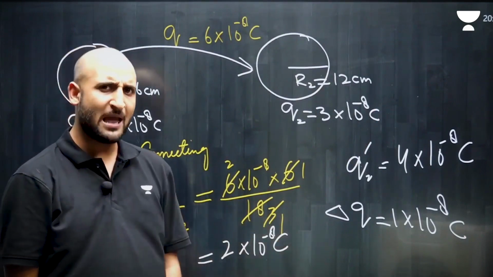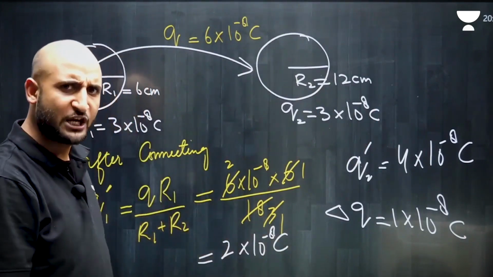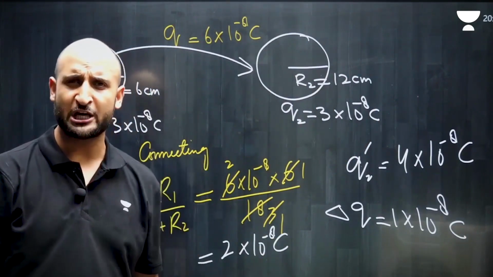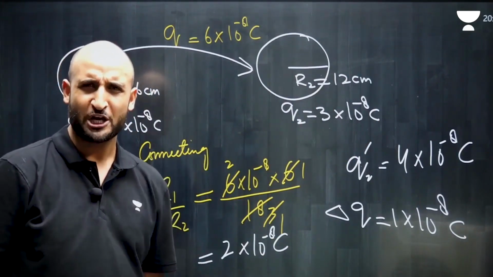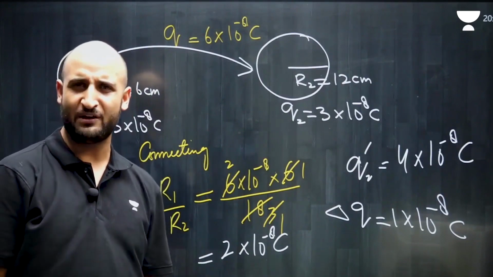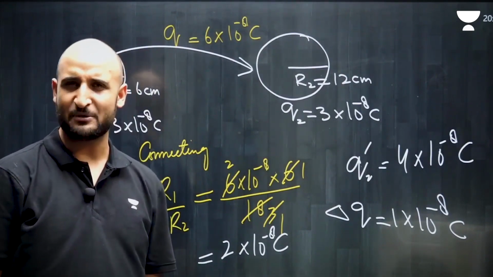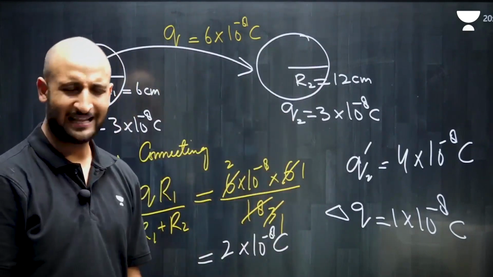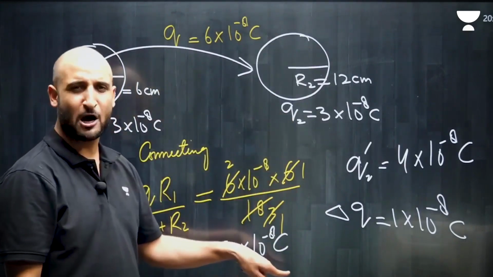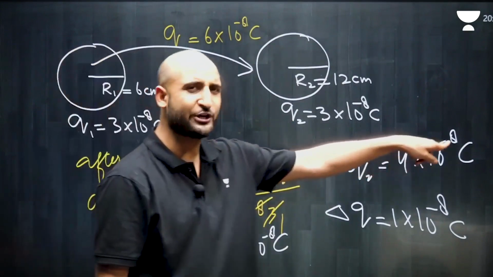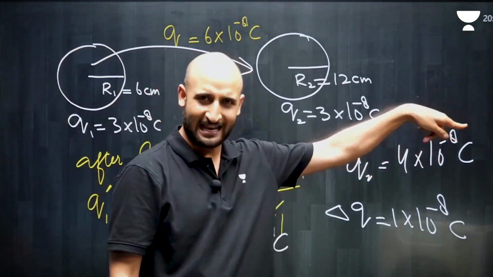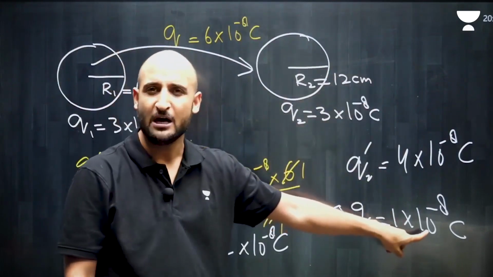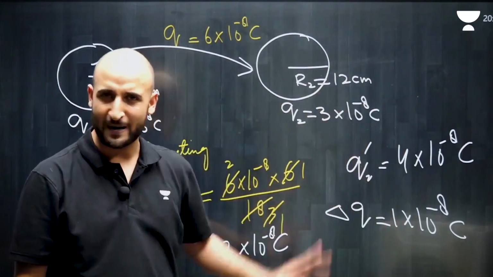Sometimes you may have seen I have written down all the equations here. But when you understand the question, you don't need to rely on equations everywhere. Sometimes things can be solved logically as well. That is a simple logic I used here: if the charge here is 2 into 10 power minus 8, it will obviously be 4 into 10 power minus 8 on the other side. That means charge has flown from this to this, 1 into 10 power minus 8 coulomb. That was the first part of the question.